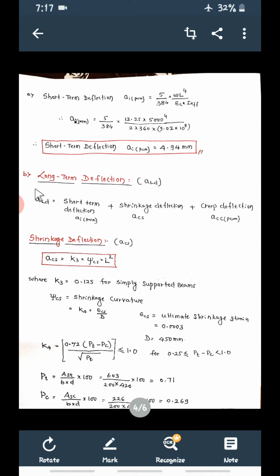Then the second quantity they asked for is the long term deflection, denoted as ALD.